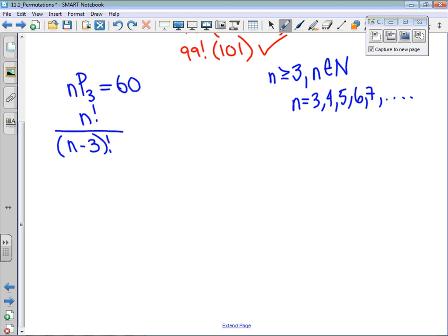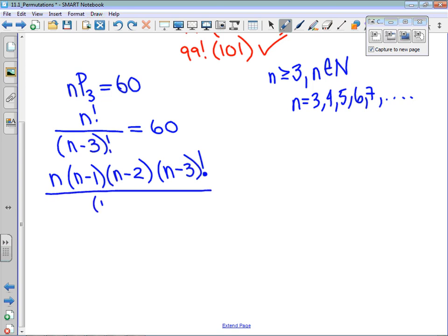Now, in order to solve this, and students do find these questions tricky, what I have to do is somehow get rid of the factorial. I don't know what n is, but I do know that to write n factorial, it would be whatever n is times 1 less, times 1 less than that, and that pattern would continue. But instead of continuing, I'm going to leave the factorial here, because the n minus 3 factorial in the denominator will cancel with the n minus 3 factorial in the numerator.